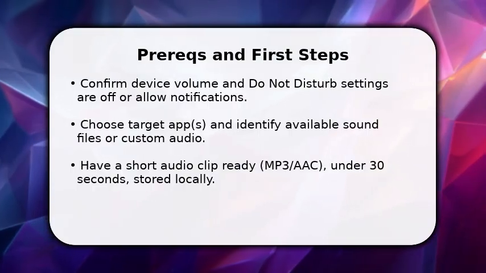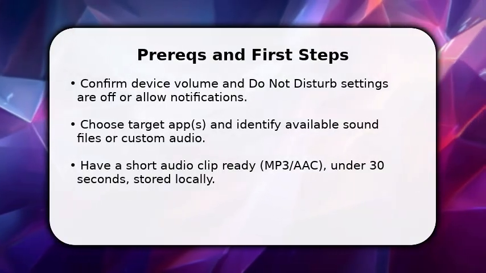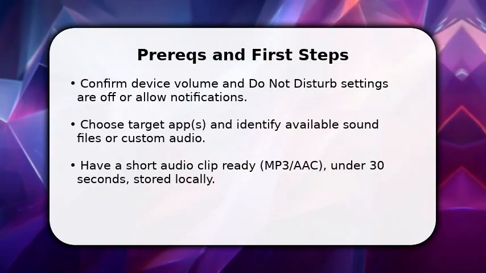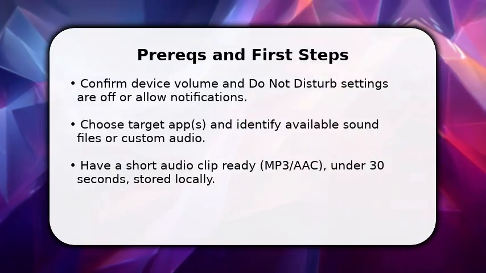You will start by ensuring the device can play sound. Open settings and disable Do Not Disturb or allow the app. Once done, pick the app you want audible notifications for and locate its notification options.